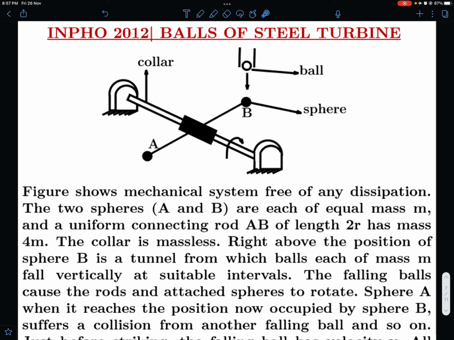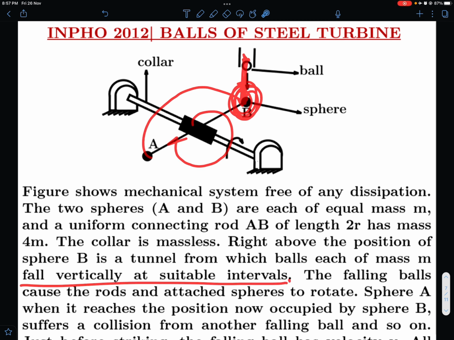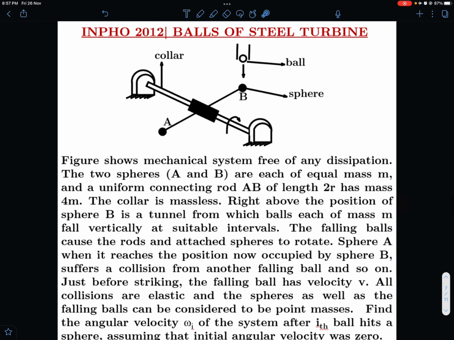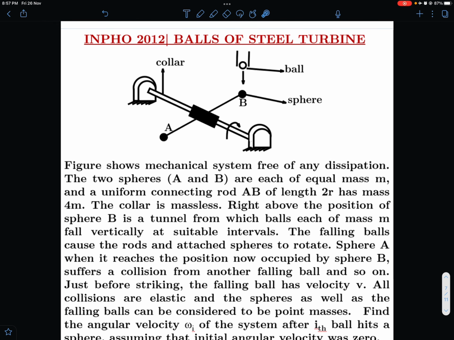Right above the position of sphere B is a tunnel from which balls each of mass m fall vertically at suitable intervals. Suitable interval means that when this rotates, A will come over here and then another ball will hit it. The falling balls cause the rod and the attached spheres to rotate. Sphere A, when it reaches the position now occupied by sphere B, suffers a collision from another falling ball, and so on. So this will come there, then another ball falls, then again B will come there, and the process will go on.